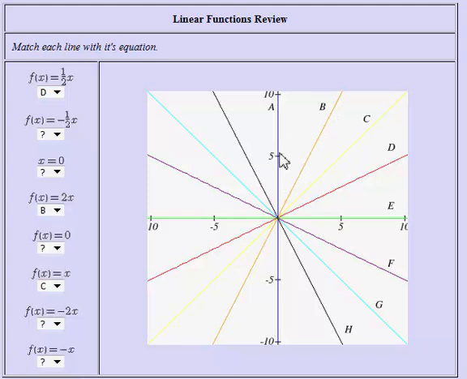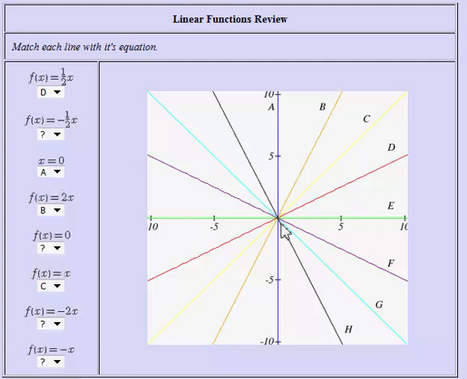The vertical line A is a special case. Vertical lines have undefined slope, and vertical lines always have the equation x equals a number, that number being the number where the vertical line crosses the x-axis. So this is the equation x equals 0. So x equals 0 would be matched with line A.